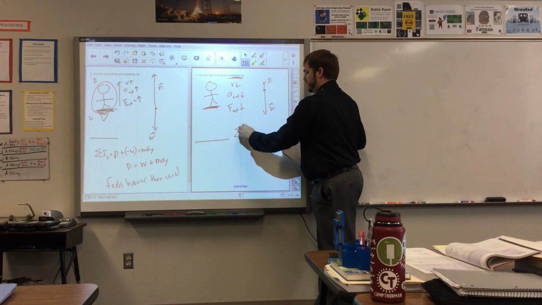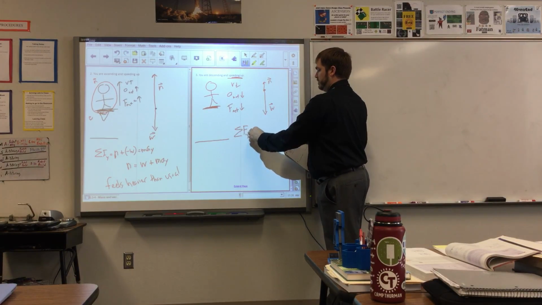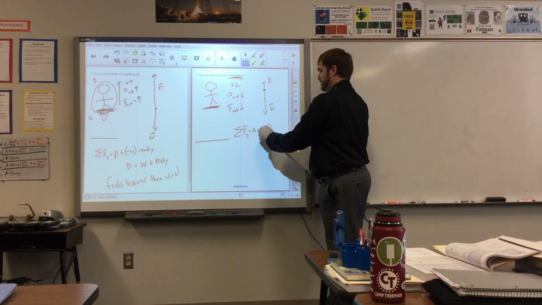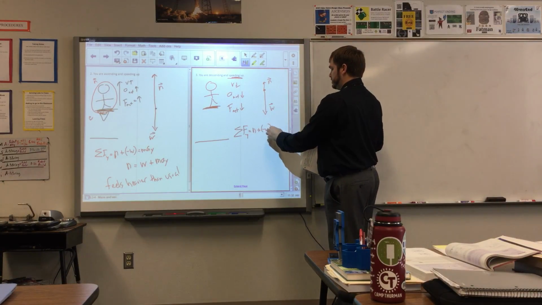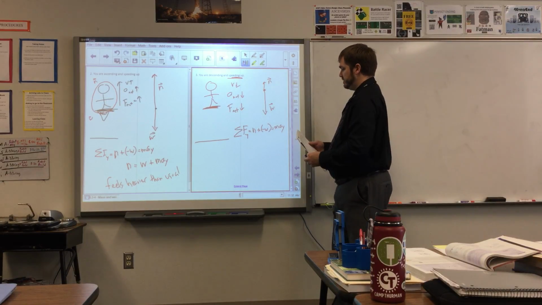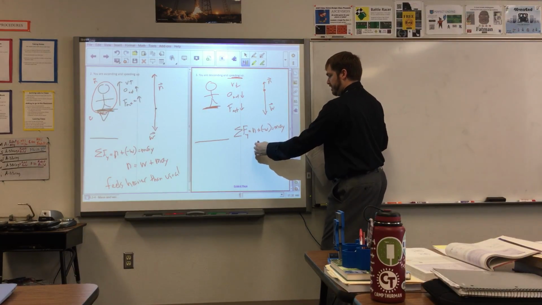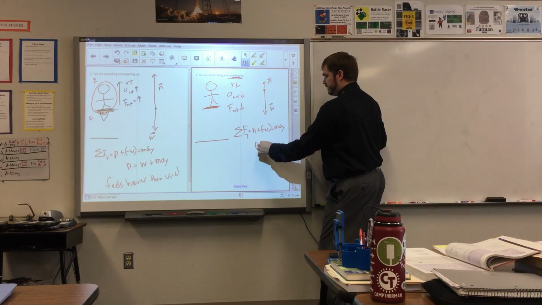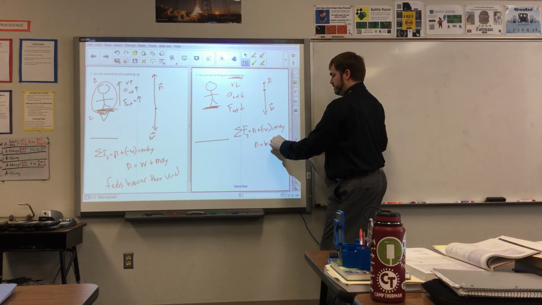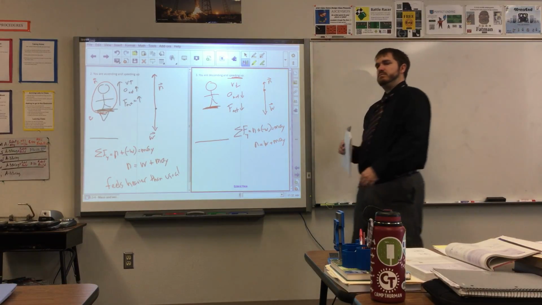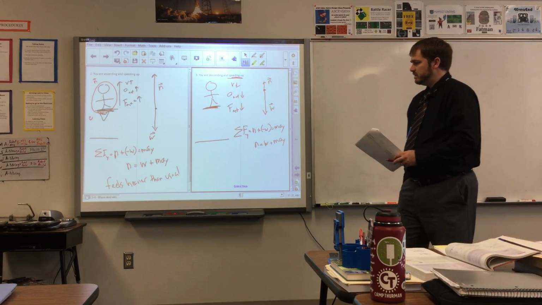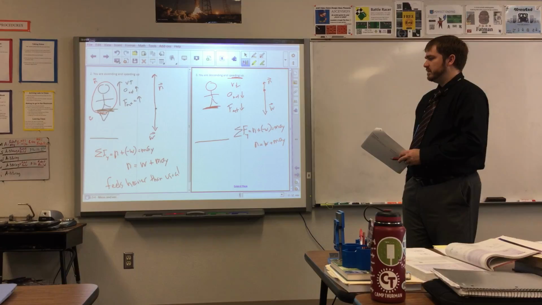So Newton's second law, summation of forces in the y direction. Normal plus negative weight equals mass times acceleration in the y direction. Now this is interesting, because it's going to be the same thing. Normal equals, if I put that plus over here, weight plus mass times acceleration in the y direction. That's the same.